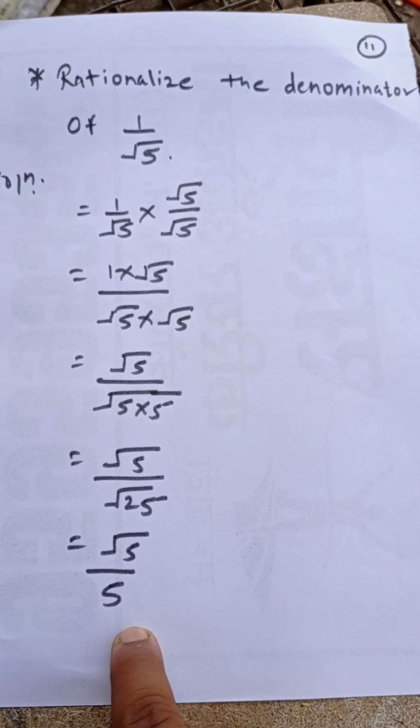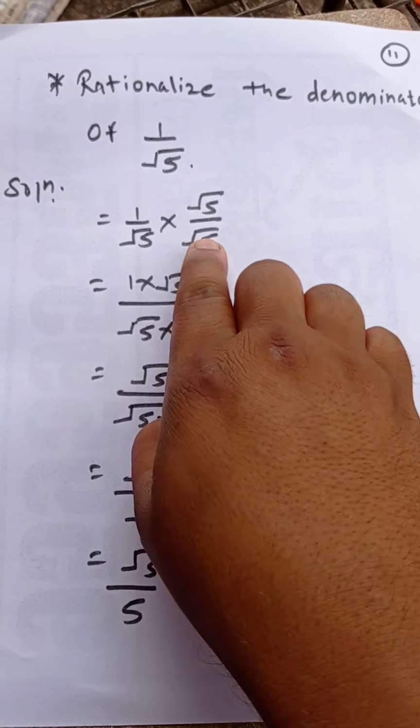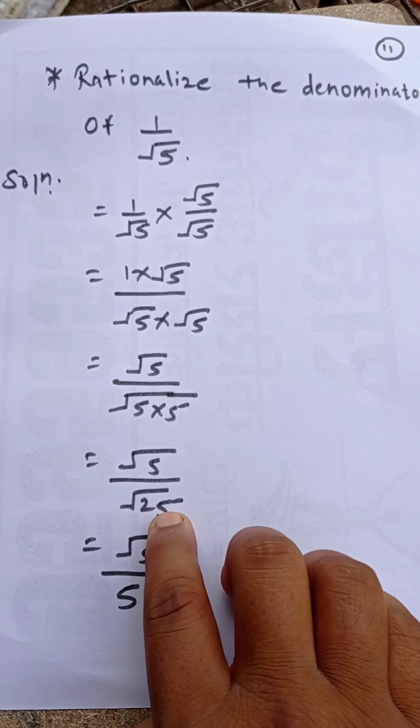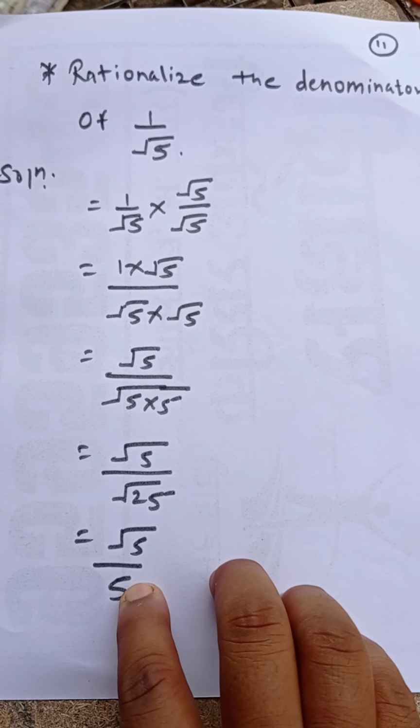So how to rationalize the denominator? It is like this. We have to multiply this root 5 by root 5. Then we get root 25, and the square root of 25 is 5. So this is the conversion of the denominator, which we call rationalizing the denominator.